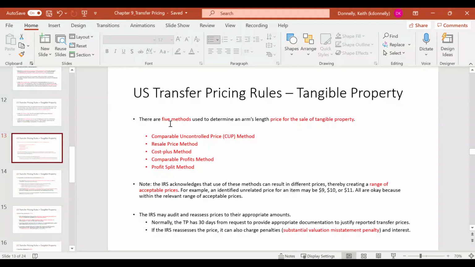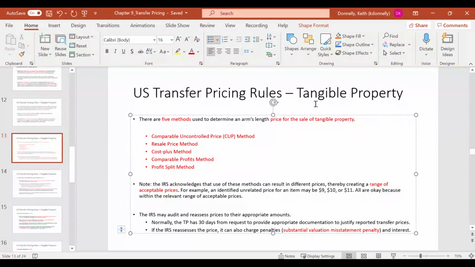So, 5 methods for setting the transfer price. For tangible property, we have the CUP method, the resale method, the cost method, the comparable profits method, and the profit split method. This one right here, we're looking internal and external to the organization. This one right here, we're looking really at the seller, B. This one right here, we're looking at the cost, what it costs A, and all of this being a transaction from A to B.